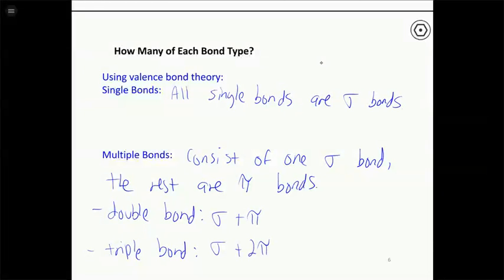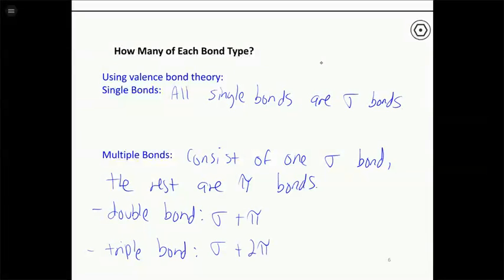When you have a double bond, one of those electron pairs is shared in a sigma fashion, and those are typically going to involve orbital overlap of hybrid orbitals. And then the other bond is a pi bond, where you're going to have unhybridized p orbitals that overlap above and below the axis of the bond.